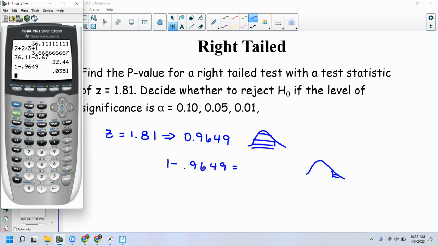Wait a second. Why do I not have that? I have 0.8810. What did I use? 0.8810. What the what?